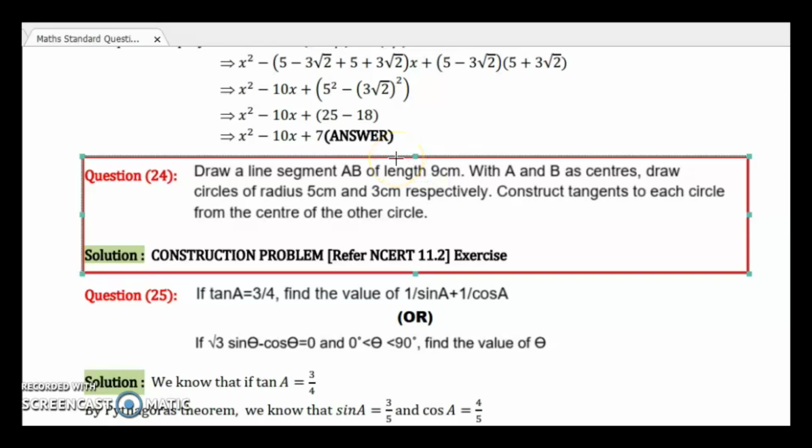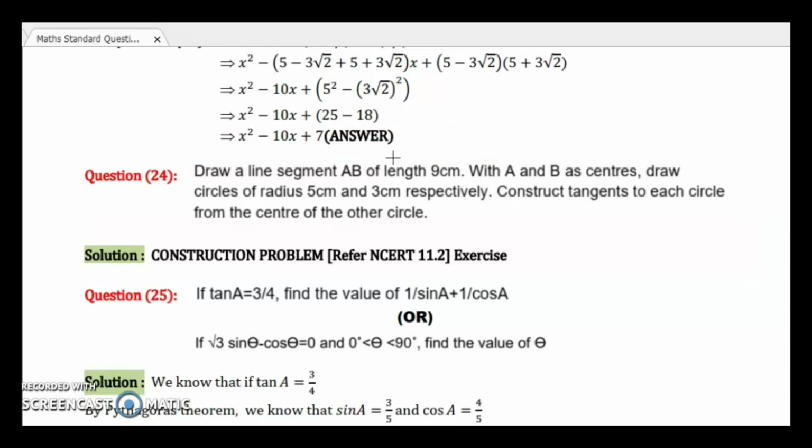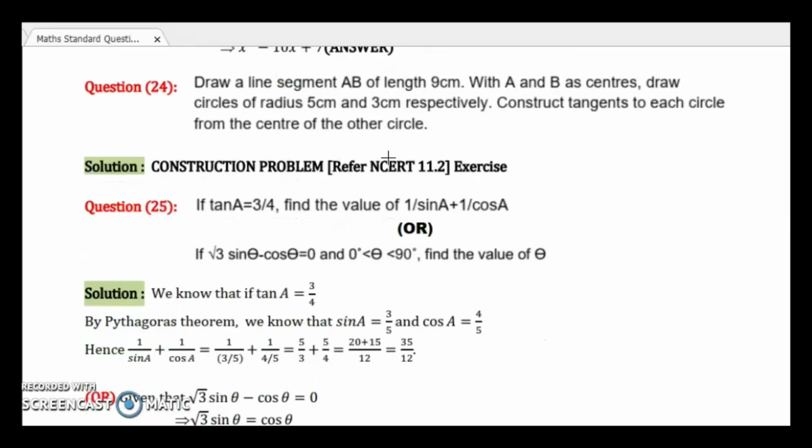Now let us move on to the next question. Construction is very simple. Nobody avoids the construction problem, right? Our main work is about the descriptive type. Okay, now let us get into question number 25.